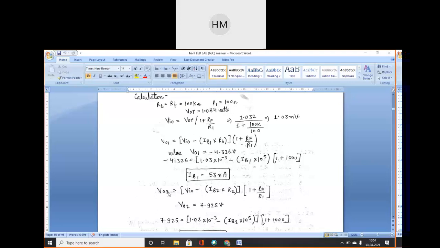Then VO2 is equal to VIO minus IB2 into R2 into RS, that same parameter, 1 plus RF by R1. VO2 is this from the circuit diagram which we will simulate on Multisim software. Okay, students, did you get the Multisim cracked version from anywhere? And similarly, you can perform this on PSpice also, you can simulate this circuit. If you have that, you can perform this experiment on that also.